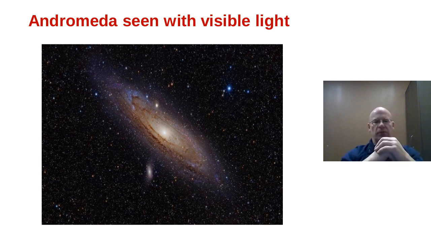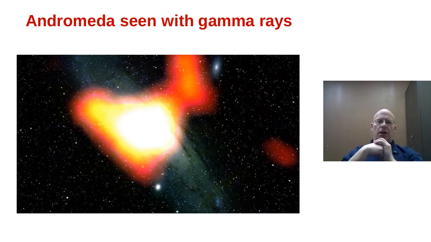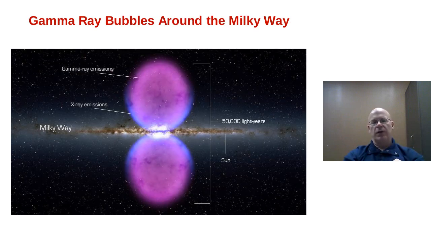Here's Andromeda with visible light. Here is Andromeda in gamma rays. So quite different. There's something weird going on in the center of Andromeda, something pushing out. This is the gamma rays coming from Andromeda's supermassive black hole. We have a similar thing in the Milky Way. This is not a selfie, but it's a map made from the gamma rays studied by a satellite out here. We can see these two gamma ray bubbles sort of surrounding the Milky Way galaxy. So we want to study these astronomical objects in any kind of light we can.